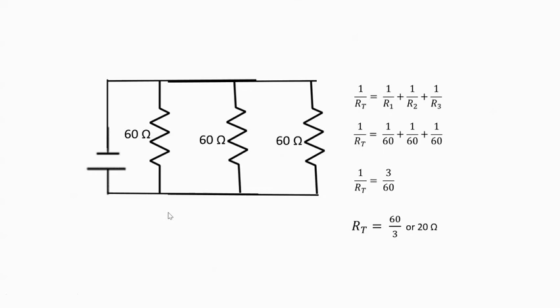All right, so in parallel, more resistors means a lower total resistance.